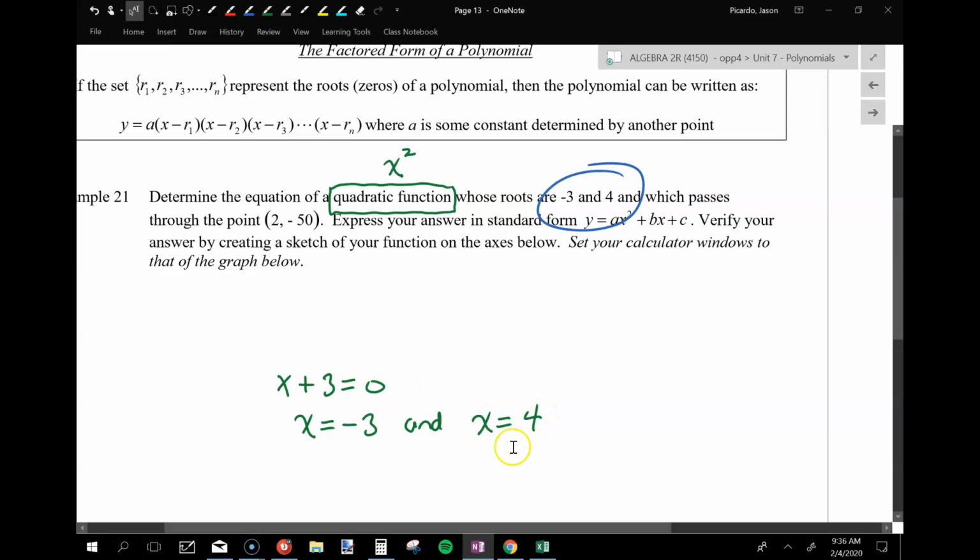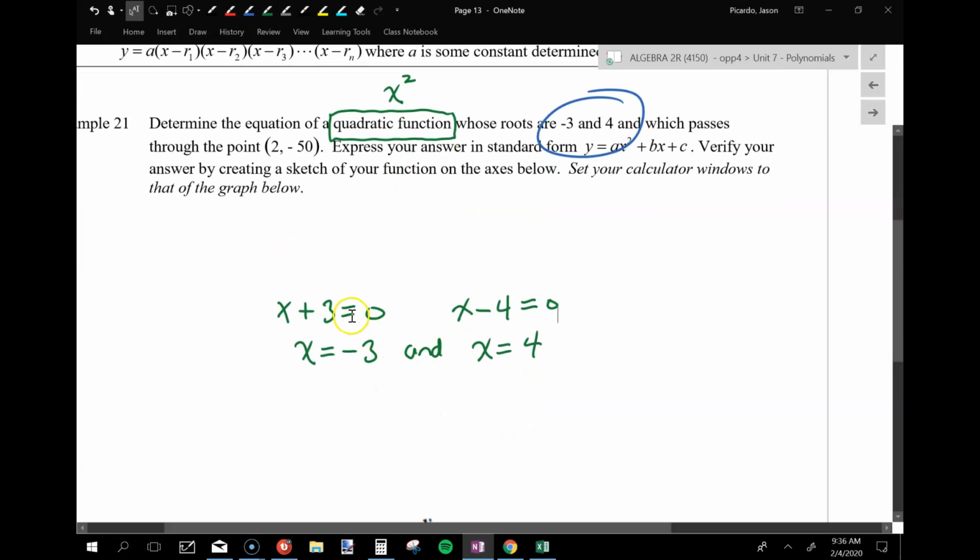And then what am I going to do here? Well, I'm going to subtract the 4. And it's going to say x minus 4 equals 0. So do we know what the factors were that created this polynomial? Yeah, one's x plus 3, the other is what? X minus 4. So I know that this times this gives me the polynomial of interest, right?